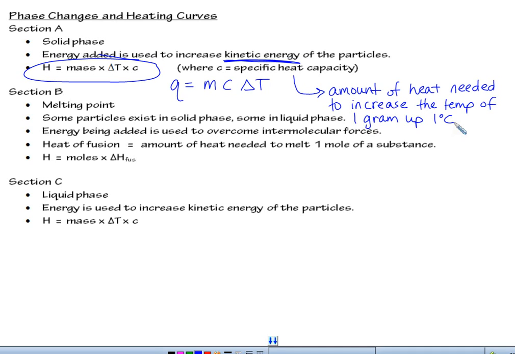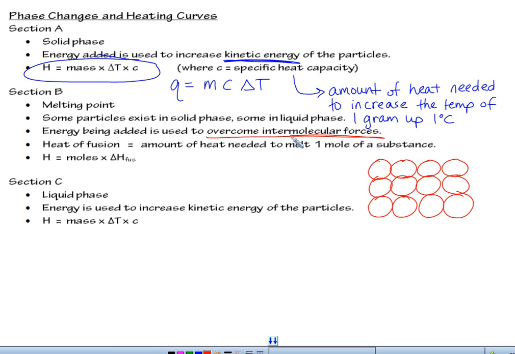Think about a solid. The particles in a solid are packed real tightly together. There they are. So let's say this is an ice cube. These are water molecules or something like that. If you want to change phase, you have to add heat energy. But that heat energy is not being used to increase the kinetic energy. It's not just being used to make the particles dance around faster. We want to change phase. In order to change phase, we need to do this. We need to overcome the intermolecular forces.